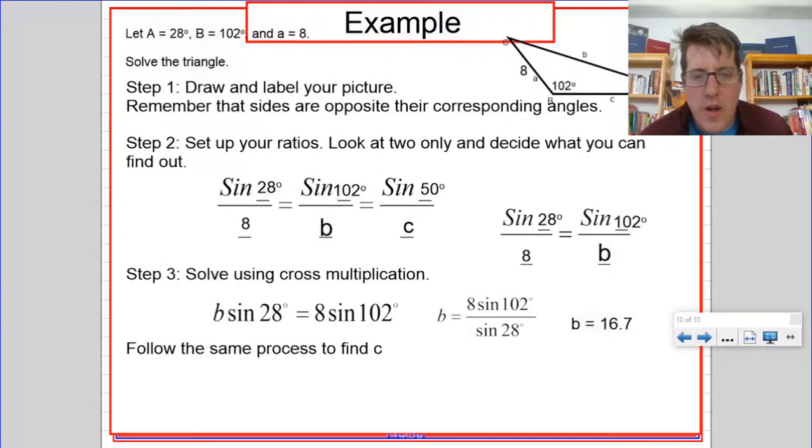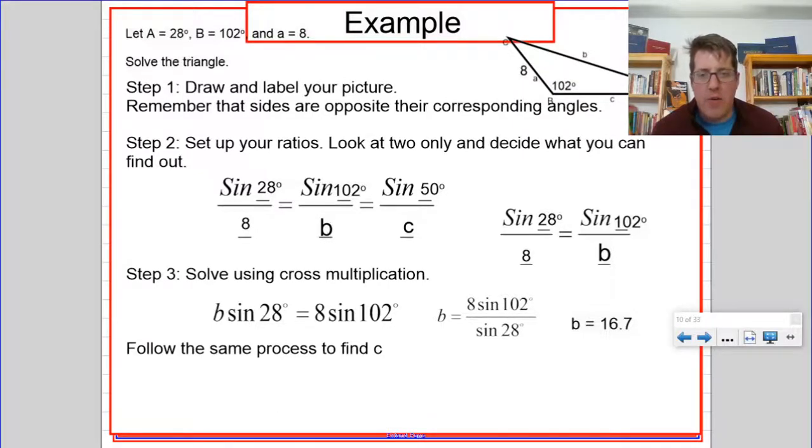All right, so here's that work typed out. Again, in degree mode, you're just going to punch in that b is 8 times the sine of 102 degrees over the sine of 28 degrees, and you're going to get that b is 16.7. At this point, stop and do a common sense check. The angle 102 degrees is bigger than the angle 28 degrees. So make sure that b you just found is bigger than 8, side a. So make sure side b is bigger than side a because the angle is bigger, okay? Always make sure you check that.